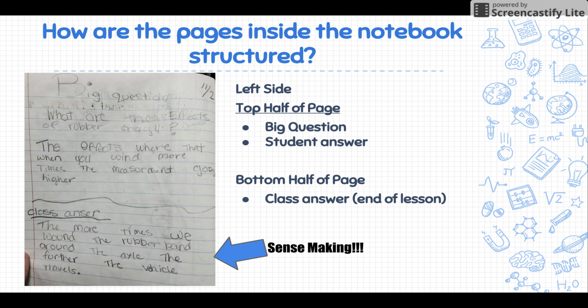And I always have them answer it before we start the lesson because this probes for me what they already know about the topic. And then at the end of the lesson, during the last 10 minutes, I come back and we do a class answer that we co-construct together so the students have the opportunity to see the correct science.